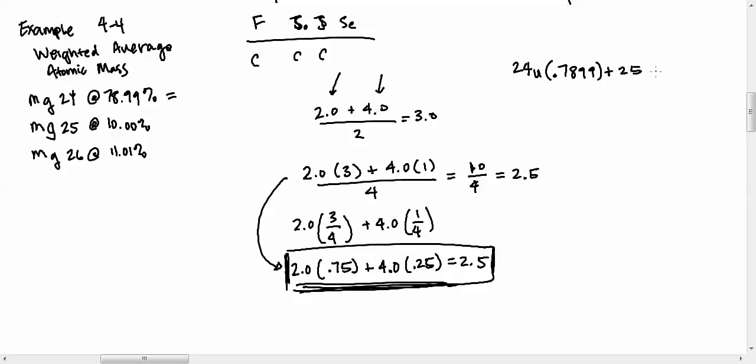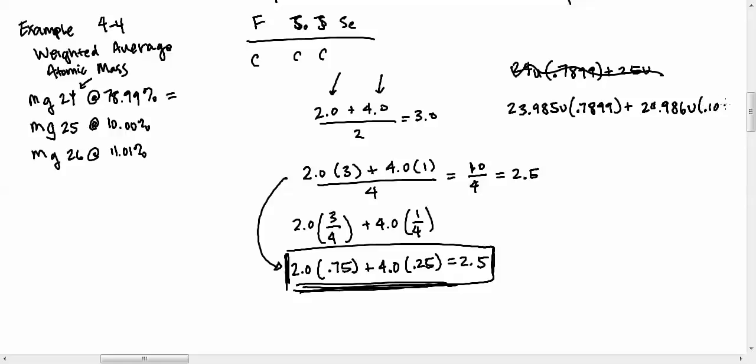25 atomic mass units. Actually, you know what? I think I'd rather use the bigger numbers, the more accurate numbers. So instead of writing 24 amu, I'm going to write 23.985 atomic mass units, and that represents that. And I'm going to multiply that by 0.7899. And I'm going to add to that the, let's see, 24.986. And I'm going to multiply that by 10%, so it's 0.1.